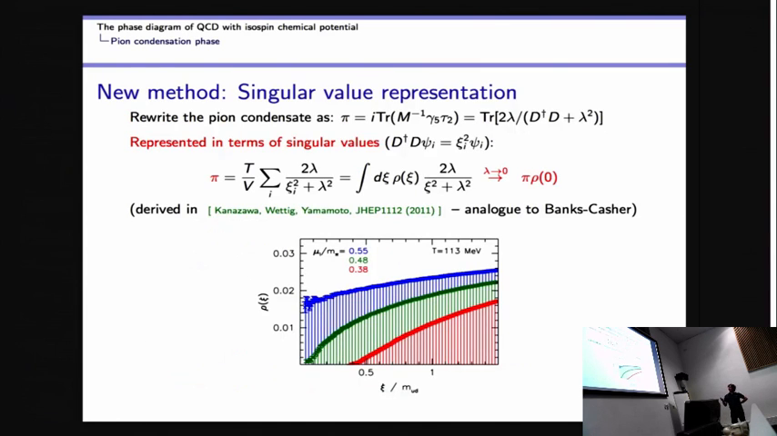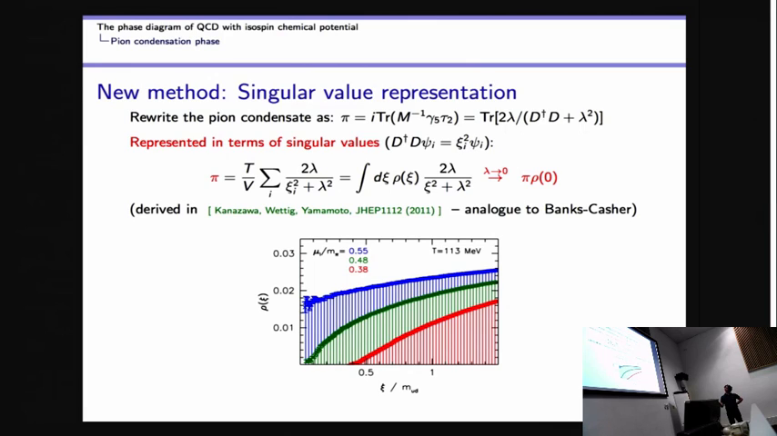So what we can do is rewrite the pion condensate in this way, and then use the singular values that are defined in this way here to rewrite the pion condensate basically in terms of the density of the singular values at 0. And this is really the analog to the Banks-Casher relation for the chiral condensate that you know, I guess. And this relation has first been derived in this paper here. And this is something that we can do.